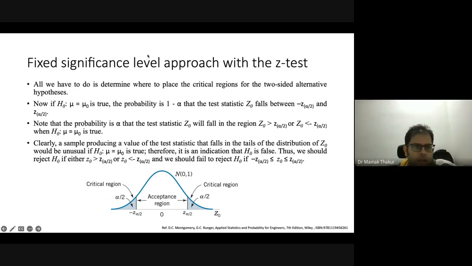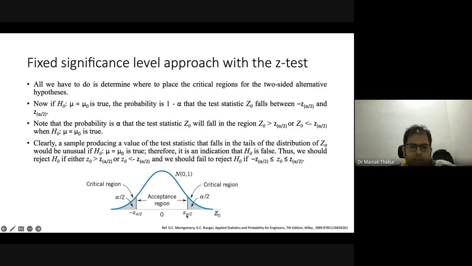Now, if the null hypothesis mu equals mu naught is true, the probability is 1 minus alpha that the test statistic Z naught falls between minus Z alpha by 2 and Z alpha by 2. Let's say this is the distribution of Z naught. This is a standard normal distribution, and its mean is 0. These are Z scores. We write Z alpha by 2 and minus Z alpha by 2. Less than that, the area is alpha by 2.